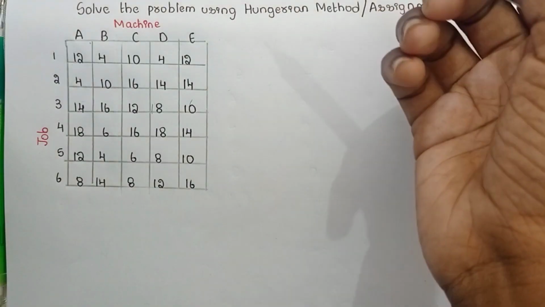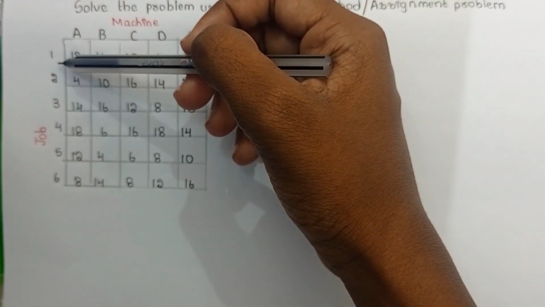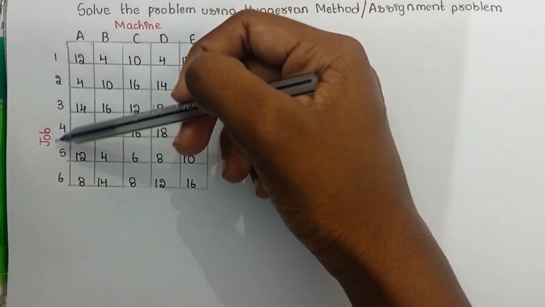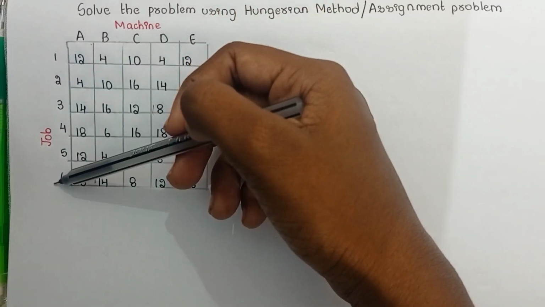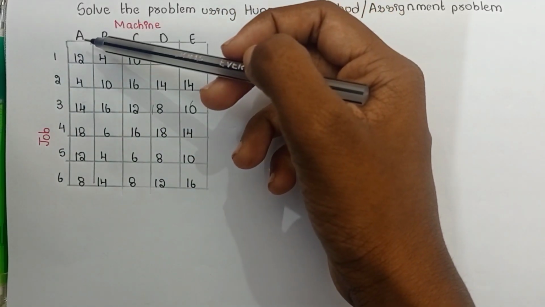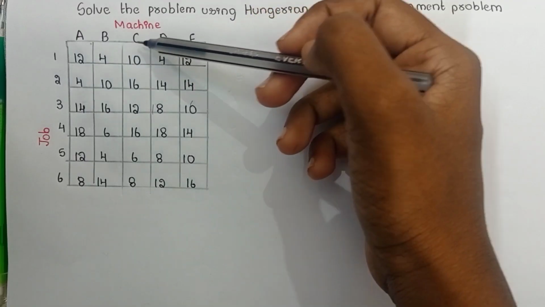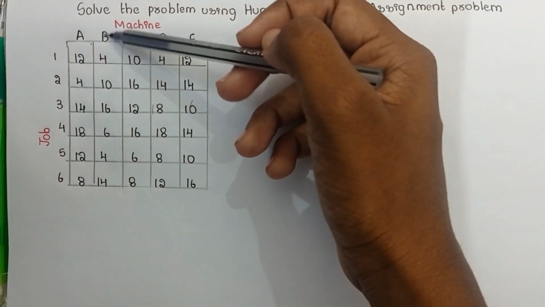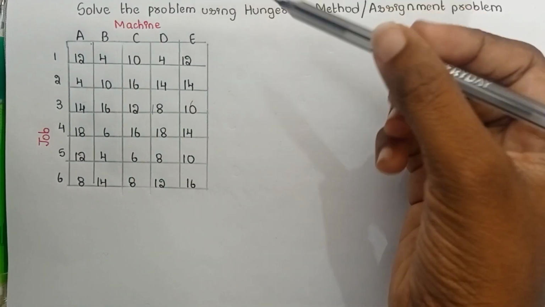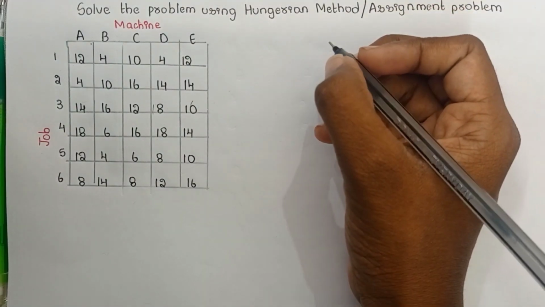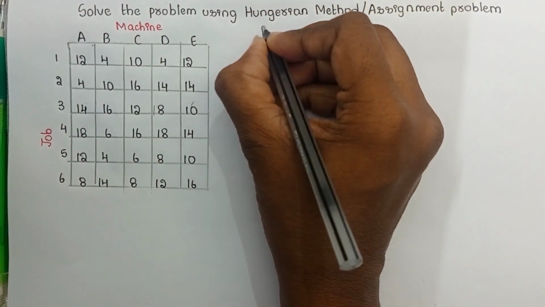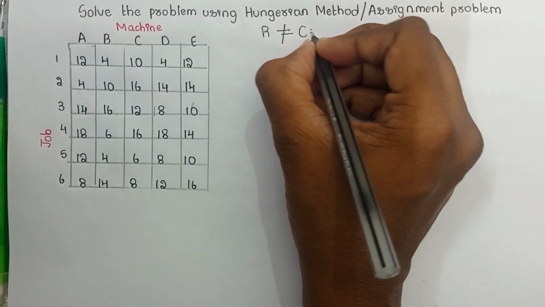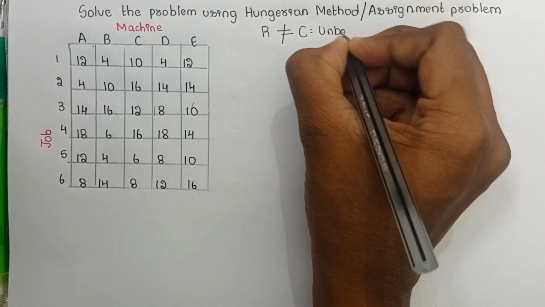So let's see the number of rows and columns. The number of rows are 1, 2, 3, 4, 5 and 6. So the number of rows is 6. The number of columns are 1, 2, 3, 4 and 5. So the number of columns is 5. The number of rows is 6, the number of columns is 5, which is not equal. 6 is not equal to 5. So rows is not equal to columns, which means it is an unbalanced problem.